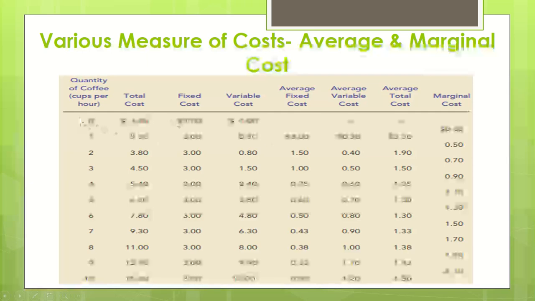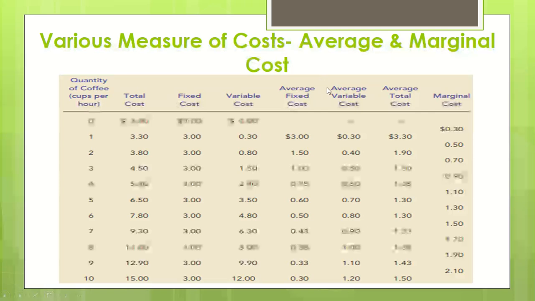So if you look at the table, there is column 1, that is the quantity. It measures the quantity of coffee cups per hour. And column 2 is about total cost, that comes by adding fixed cost and variable cost. That means total cost comes by adding column number 3 and column number 4. Get it? And column number 5 is average fixed cost, and column number 6 represents average variable cost, and in column 7 there is average total cost. This is the average total cost, that is the sum of average fixed cost and average variable cost. That means average total cost is equal to average fixed cost plus average variable cost.